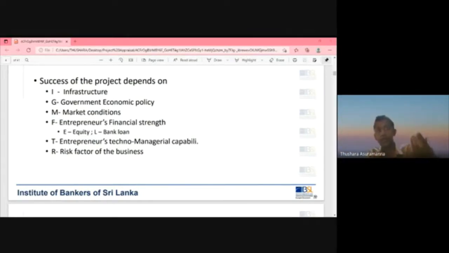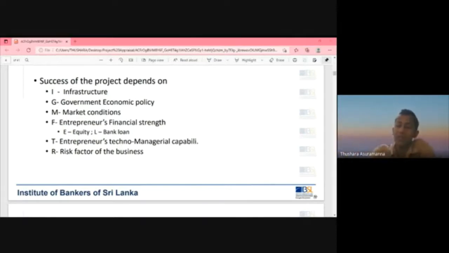So infrastructure is critical. Whoever is going to do it, the ownership is with somebody, but it is very critical. If you don't have that infrastructure within the vicinity, within the area, then the project that you are going to undertake may not be feasible. That's the importance of I.